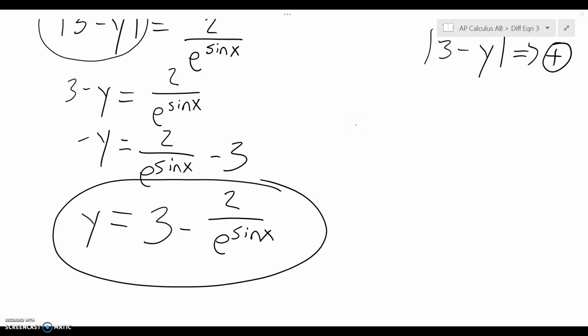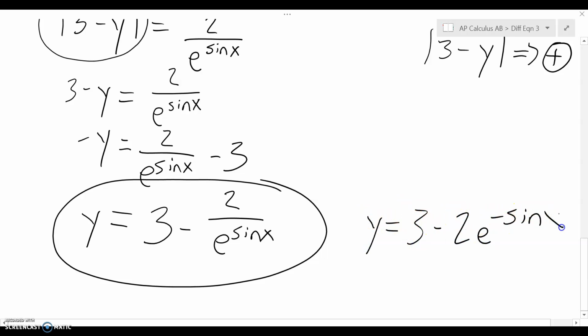Certainly, if you want to write this thing some other way, you can. I believe the scoring guide expresses it as y equals 2e to the negative sine of x. Just an alternative way to write the expression. Both would count, both would be fine. You've shown you know what you're doing on this particular problem.